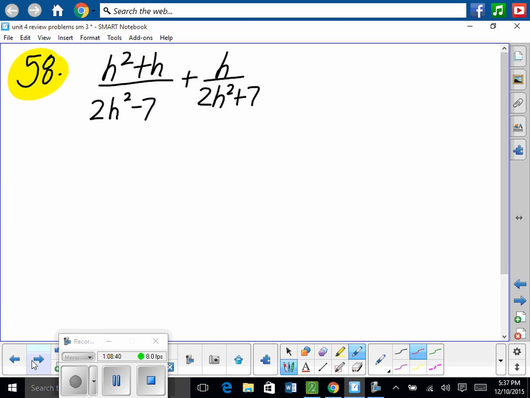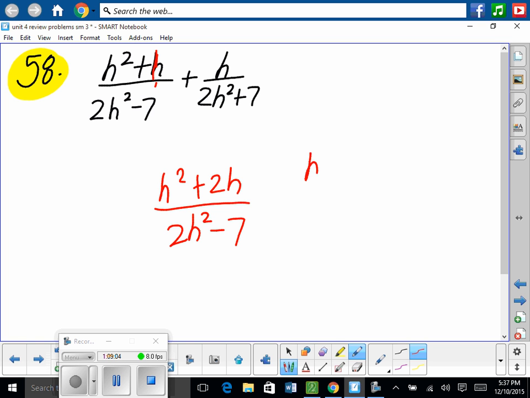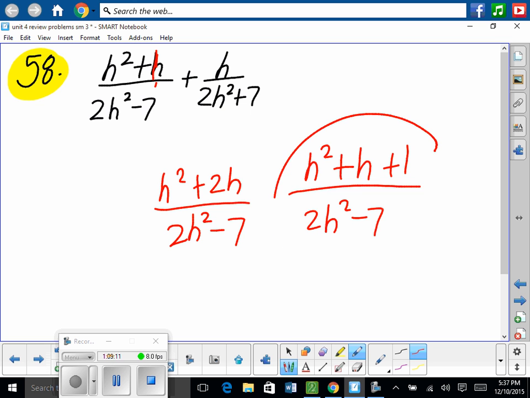All right, common denominator, this one already has one. Look, they're the exact same. So you'll just combine like terms here. So we have h squared plus 2h all over 2h squared minus 7. Oh, this was plus 1. Sorry, this was plus 1. So we actually had h squared plus h plus 1 all over 2h squared minus 7. This is actually the correct answer.